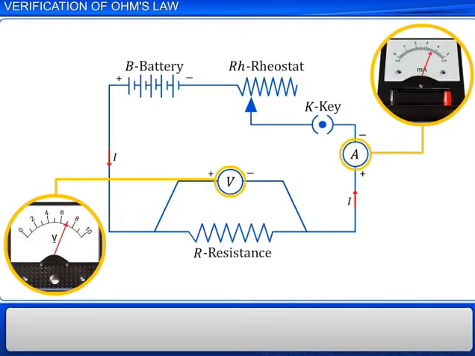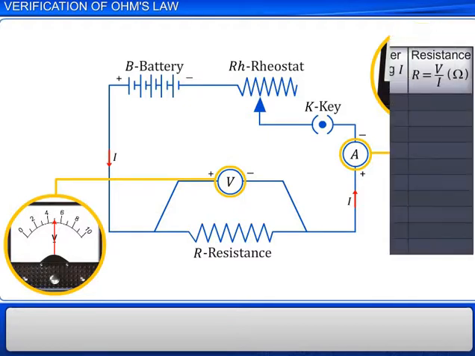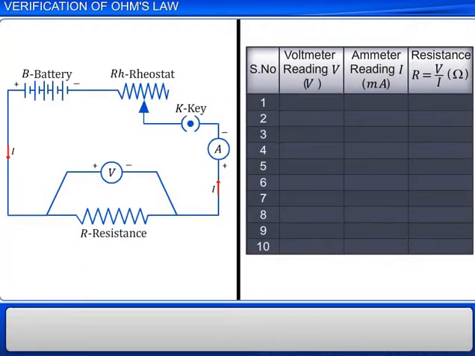The key is closed and the rheostat is adjusted such that the ammeter and the voltmeter show the minimum reading. The rheostat is then adjusted gradually, and the readings in the voltmeter and the ammeter are recorded at different instances in a tabular form as shown.